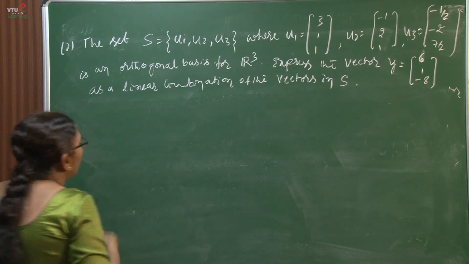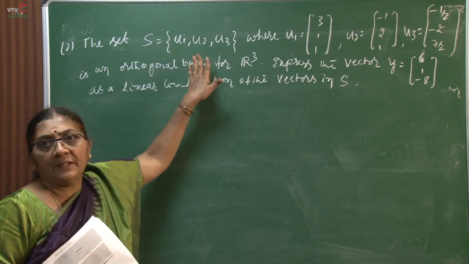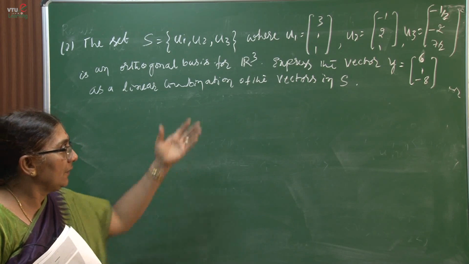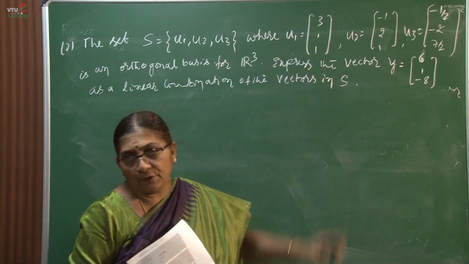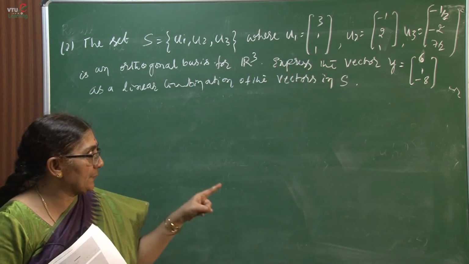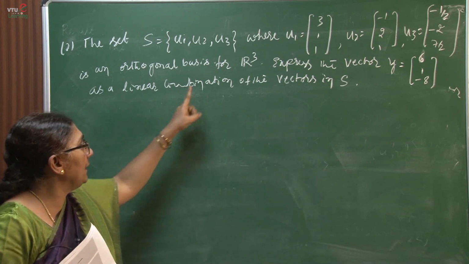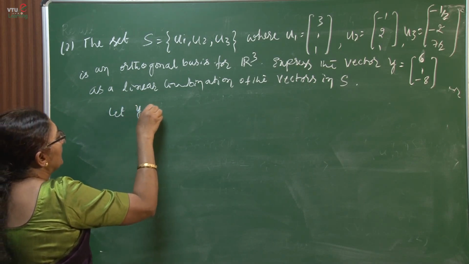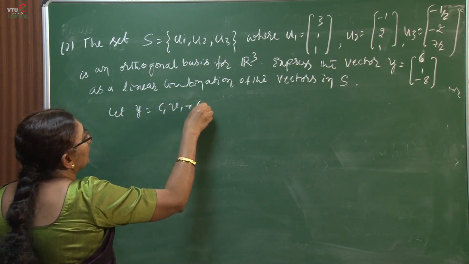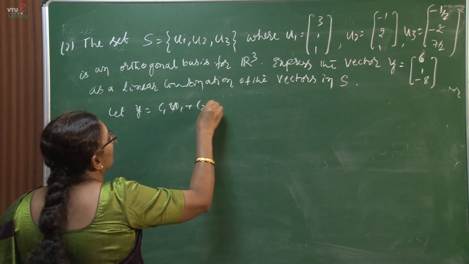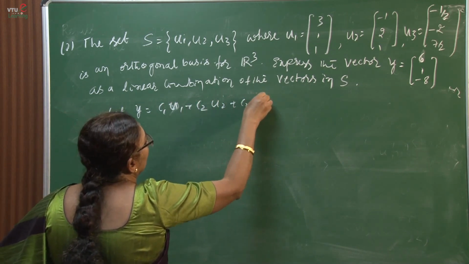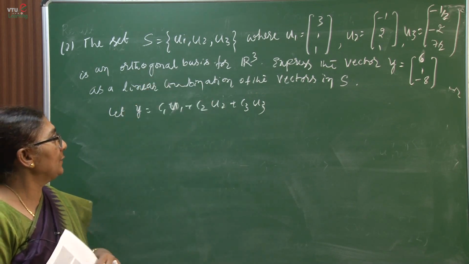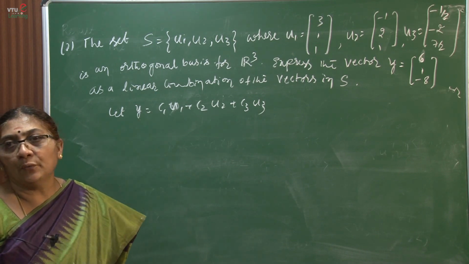They have already given the vectors in S: U1, U2, U3. These vectors given are an orthogonal basis, and also observe they are non-zero vectors. I want to express y as a linear combination of these. Therefore, it is enough to let y equal C1 U1 plus C2 U2 and C3 U3. First you find the values of C1, C2, C3. Is it possible to express y in terms of U1, U2, U3?